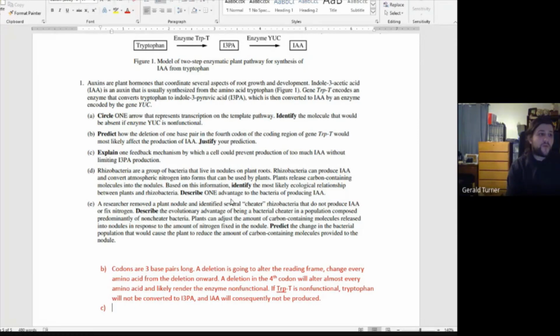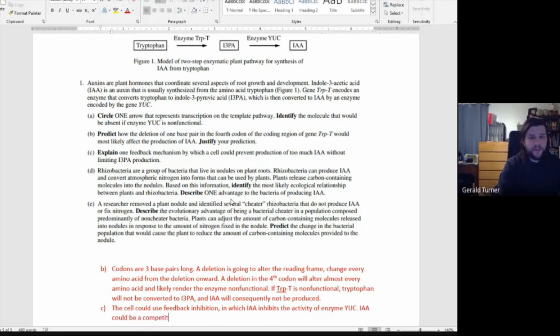So we would say something like the cell could use feedback inhibition in which IAA inhibits the activity of enzyme YUK. IAA could be a competitive or non-competitive inhibitor of enzyme YUK.